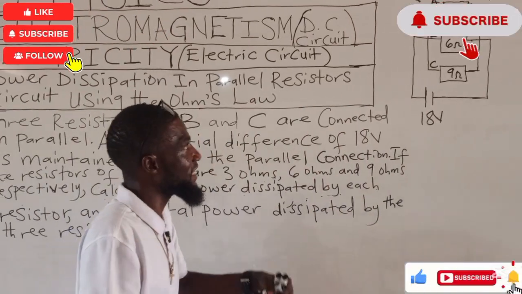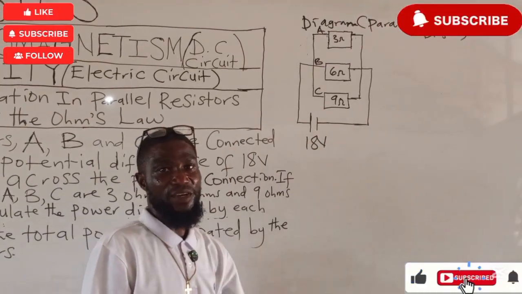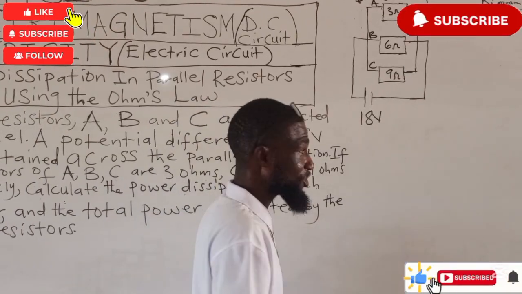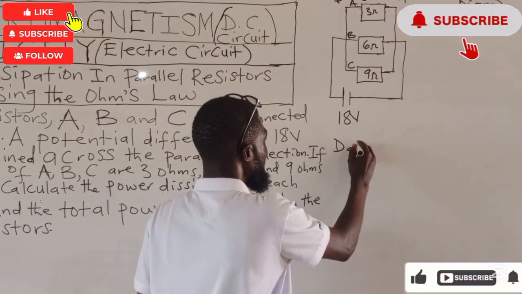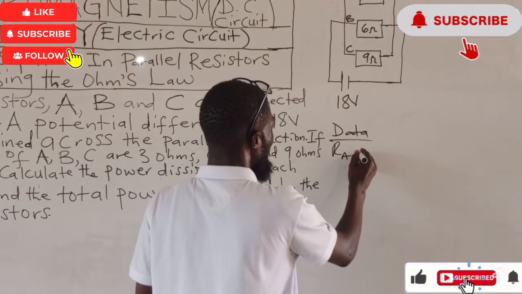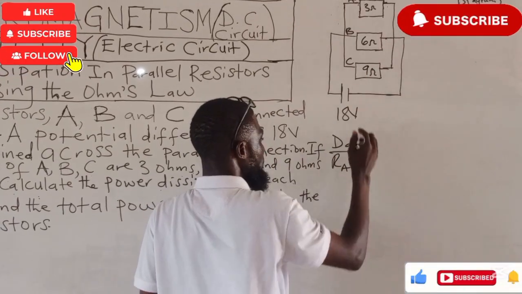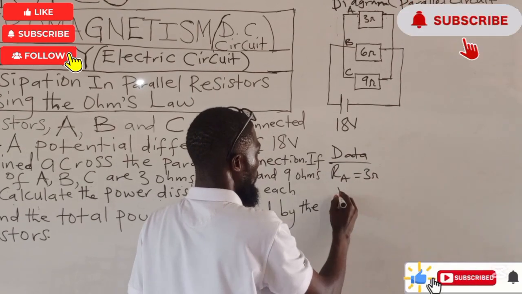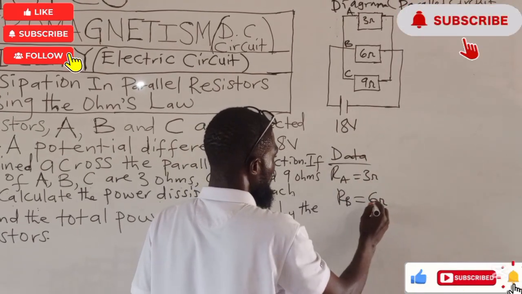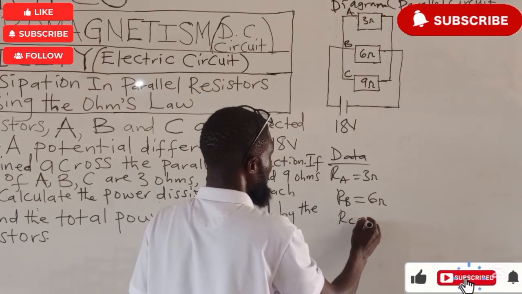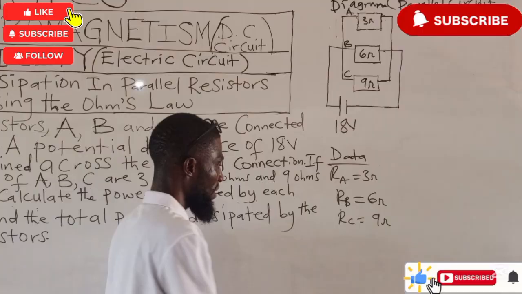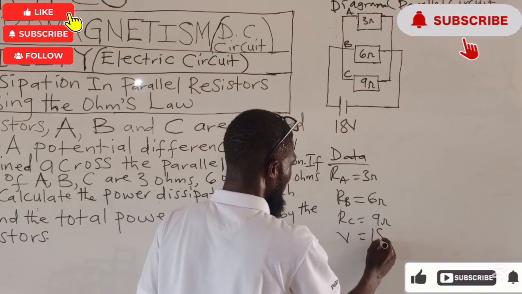On this note, ladies and gentlemen, based on the information given on our diagram, we'll be using our data to solve. On our data today, resistor A will be equal to 3 ohms, while resistor B will be equal to 6 ohms, and resistor C will be equal to 9 ohms. Remember, our voltage V will be equal to 18 volts.